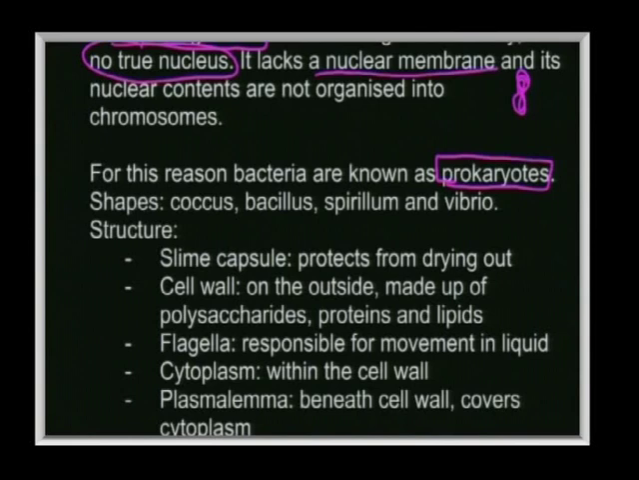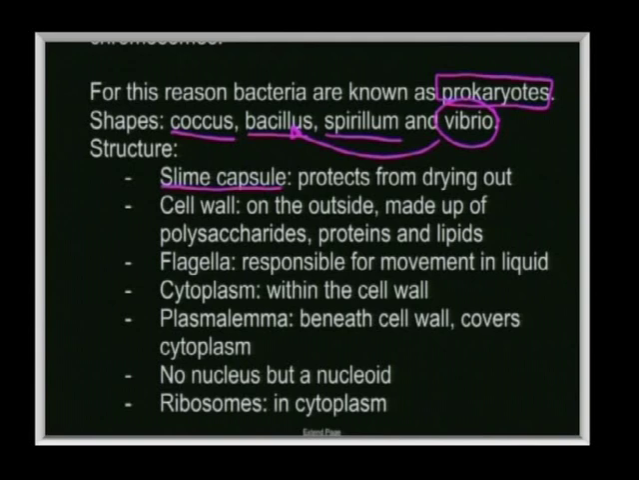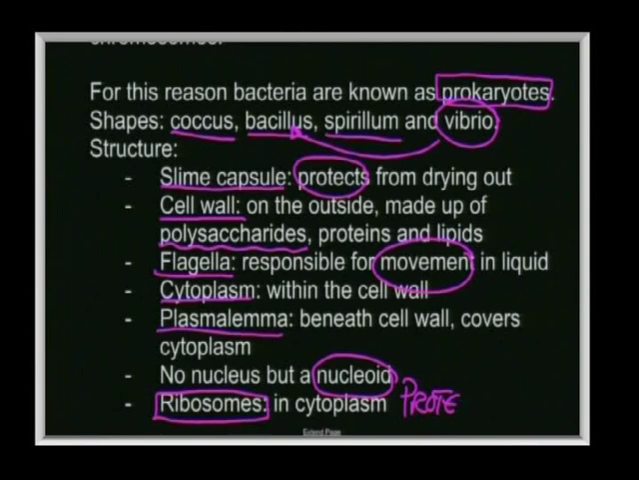Then the shapes of bacteria are mentioned: the coccus, bacillus, spirillum, and remember the vibrio, which is the variation on the bacillus. As regards the structure of bacterial cells, there is a slime capsule for protection, cell wall, polysaccharides like cellulose, flagella for movement, cytoplasm, plasmalemma, no nucleus, but remember we use the term nucleoid, and of course we have ribosomes present. Now, why do we have ribosomes? Wherever ribosomes are present in a cell, it is for the process of protein synthesis.